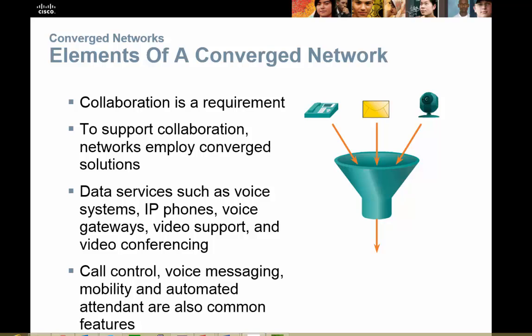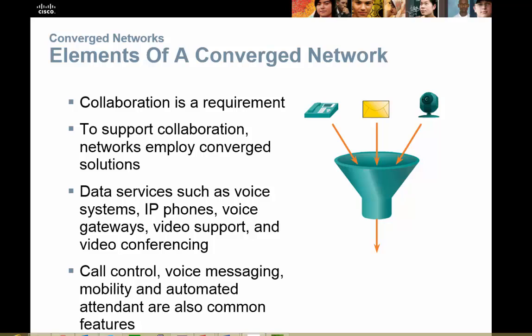Some of the key points that we need to look at when we are talking about our converged network is that it has collaboration as its requirement. We have to be able to do more with more objects, more devices, more types of devices, more types of data at the same time.